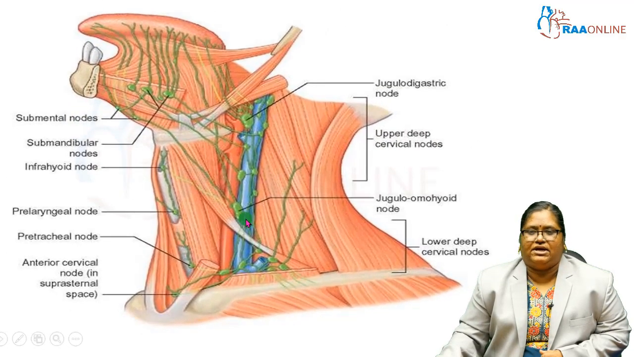Look at this picture. This picture also shows the inner circle cervical lymph nodes. This is the prelaryngeal, and this one is the pretracheal lymph nodes.